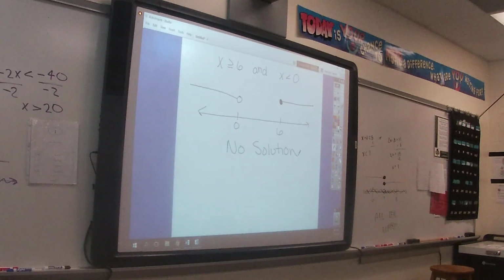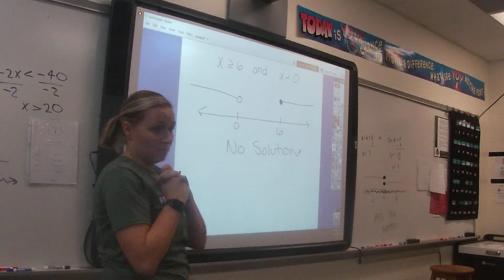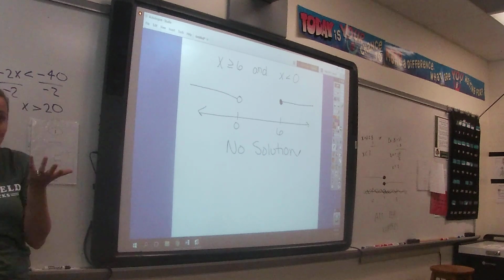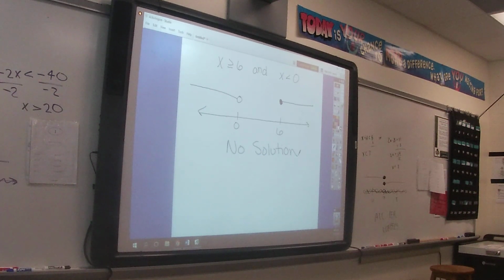Math is so weird. You're getting the answers before I tell you, which means it makes sense. Why would it be no solution? Because and means we're getting both of them, and you're never getting both of them, so this doesn't ever work. There's no number that's going to be greater than or equal to 6 and less than 0. Oh, that makes more sense.